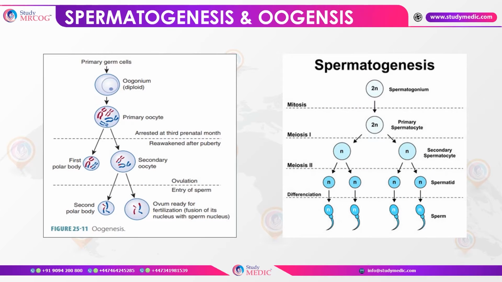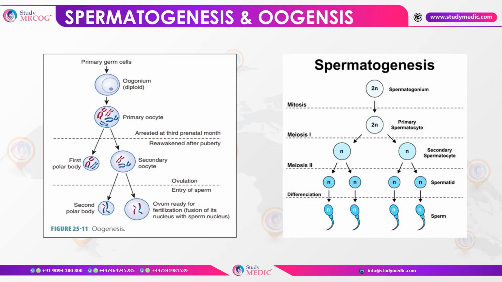Coming to spermatogenesis and oogenesis, this is the formation of sperms and the eggs from their respective primordial cells. In oogenesis, we have the primary germ cell, the oogonium, which is diploid. This gets converted into the primary oocyte when it undergoes mitotic division.